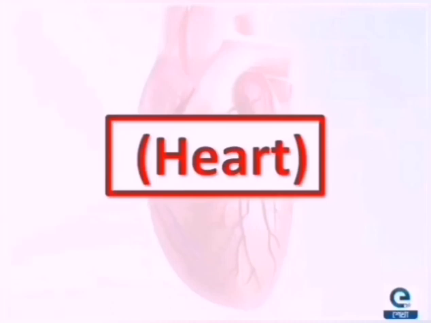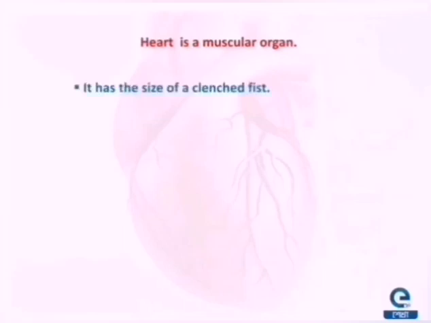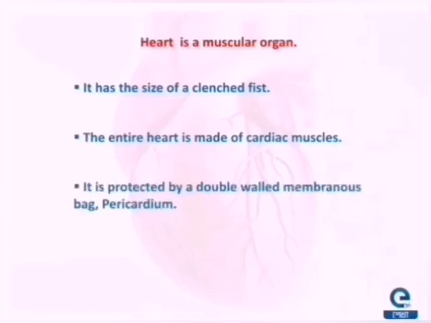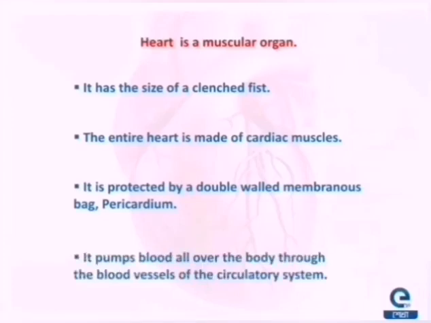Today we are going to learn about the heart. So first we have to know what is heart. Heart is a muscular organ. It has the size of a clenched fist. The entire heart is made up of cardiac muscles. It is protected by a double-walled membranous bag called pericardium. It pumps blood all over the body through the blood vessels of the circulatory system.